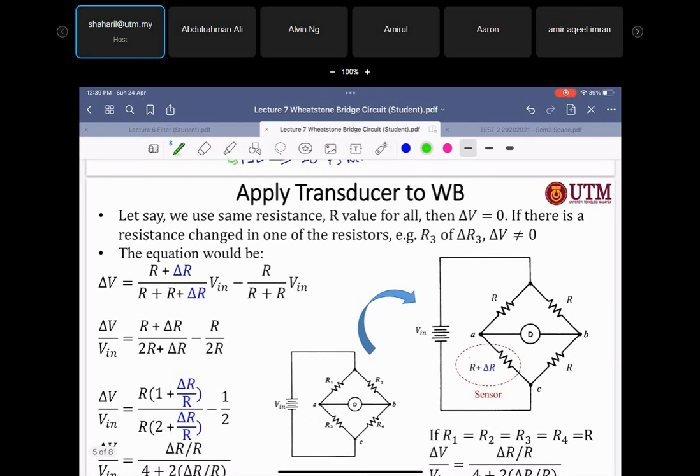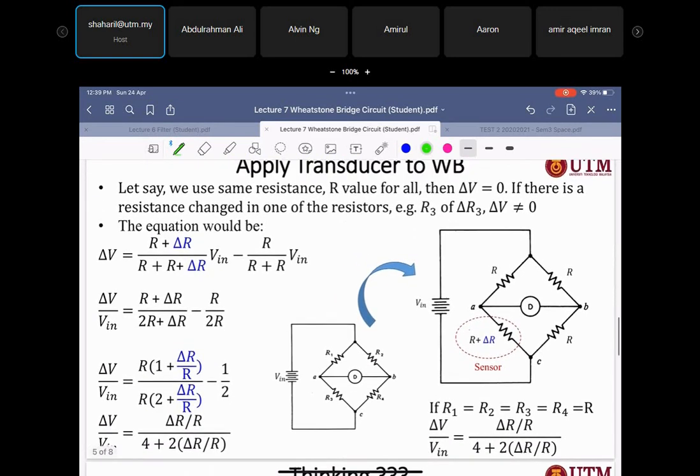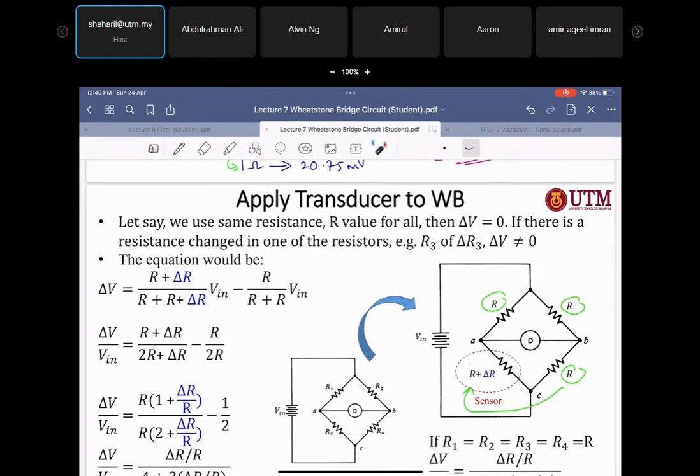All right, when you want to apply a sensor or transducer to the Wheatstone bridge, first of all you need to choose the resistor values for R1, R2, and R3, and R4 equal to the initial value of the sensor itself. So in this case, let's say the value of the sensor is R. We choose all the same value R, and because of the sensor itself, it will have an incremental value, the change in value, which we call delta R. So the equation will be like this. You can put your sensor at this one or this one, it doesn't matter.